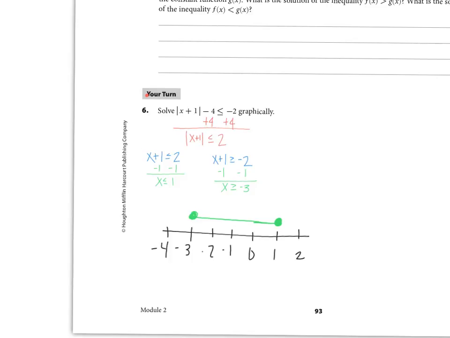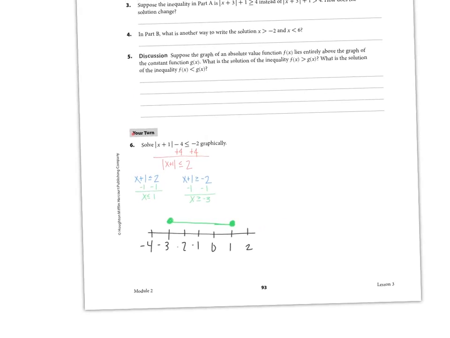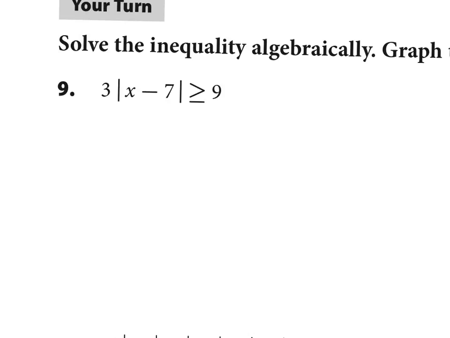Yes, when do you flip the sign? If you divide by something negative. So that's the important thing to remember. That's literally the only thing that makes these different. Yes, ma'am. Okay, page 95.